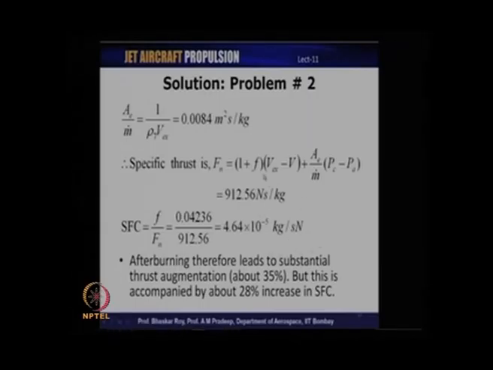If we compare these values with what we had calculated in the first problem, we will see that afterburning indeed leads to a very substantial increase in thrust. We get about 35% increase in the thrust, and this is accompanied by a corresponding increase in the fuel consumption, at a cost of 28% increase in the fuel consumption. This is just to highlight that afterburning is used to achieve a momentary increase in thrust, and also to sustain high Mach numbers in supersonic flights.